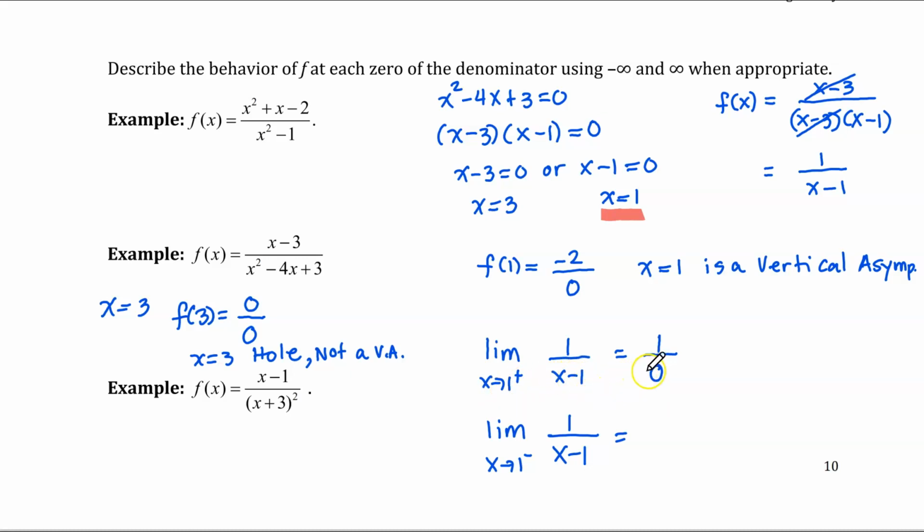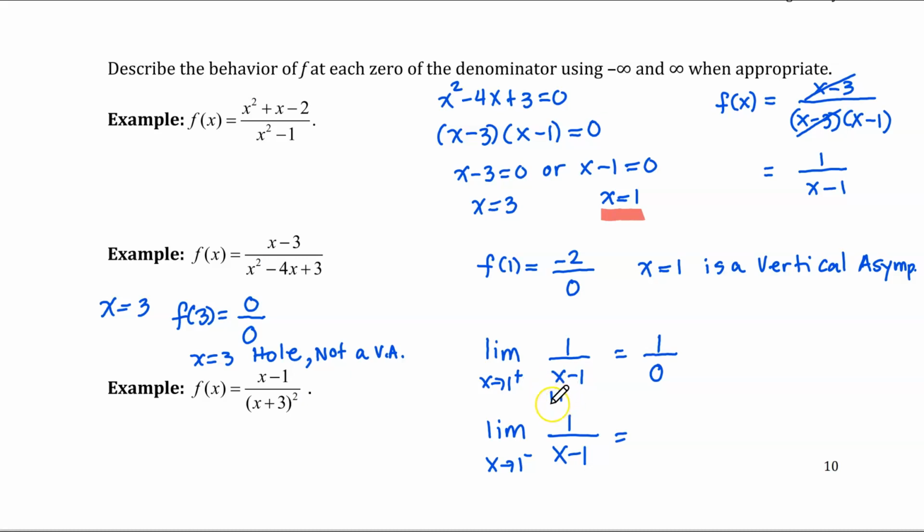Now we wanted to know which side of 0 the values are coming from as this expression here approaches 0. To do that, you get a representative point from the interval here. So if x is approaching 1 from the right, it is coming from the right side of 1. So a representative point there could be 1.1.